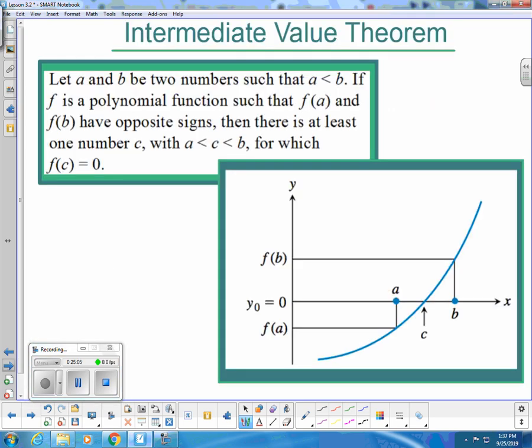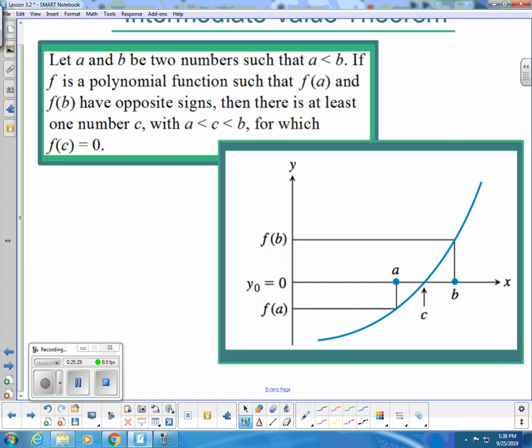Let's do one more slide. The intermediate value theorem basically says, let A and B be two numbers such that A is smaller than B. If f is a polynomial such that f of A and f of B have opposite signs, then there's at least one number, C, with A less than C less than B, for which f of C equals 0.